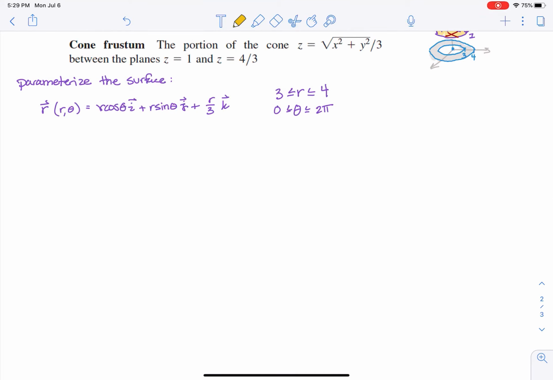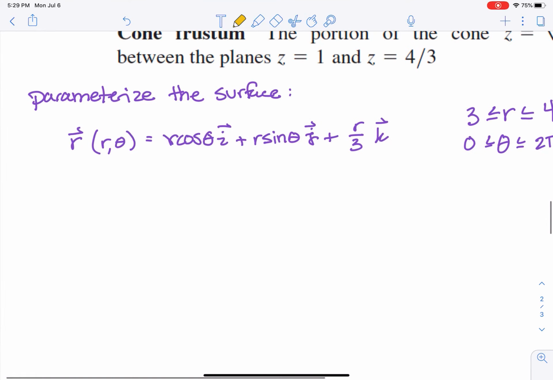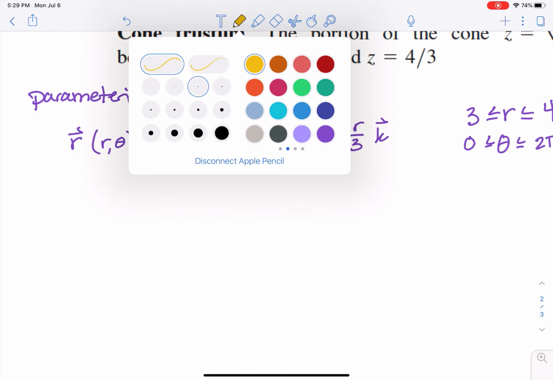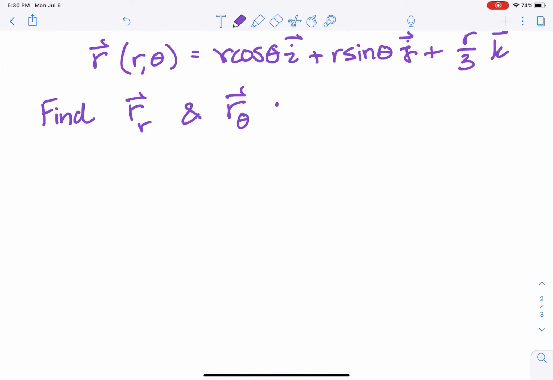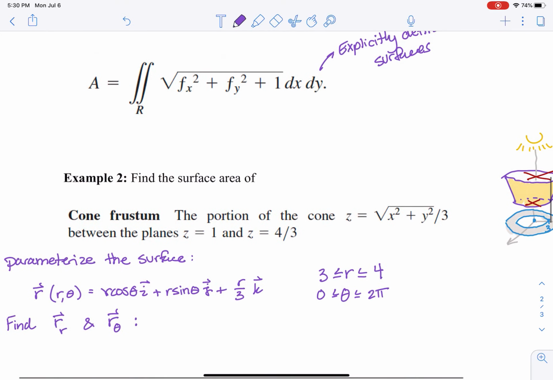So first we're going to find the two partial derivatives to use in the integrand. We'll find the partial derivative of this parameterization with respect to r, and we'll find the partial derivative with respect to theta. So that's what we'll do next, just so we can take the cross product to put here as the integrand.